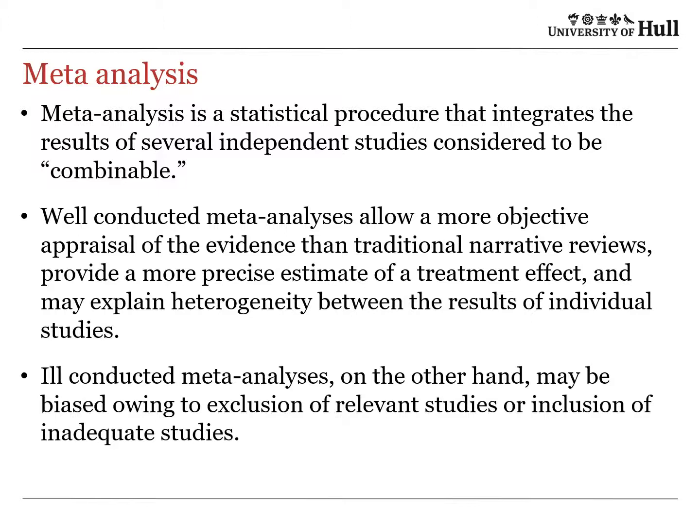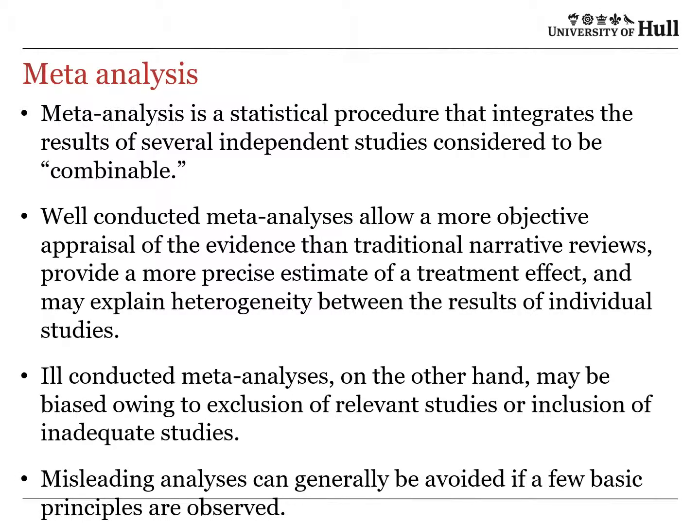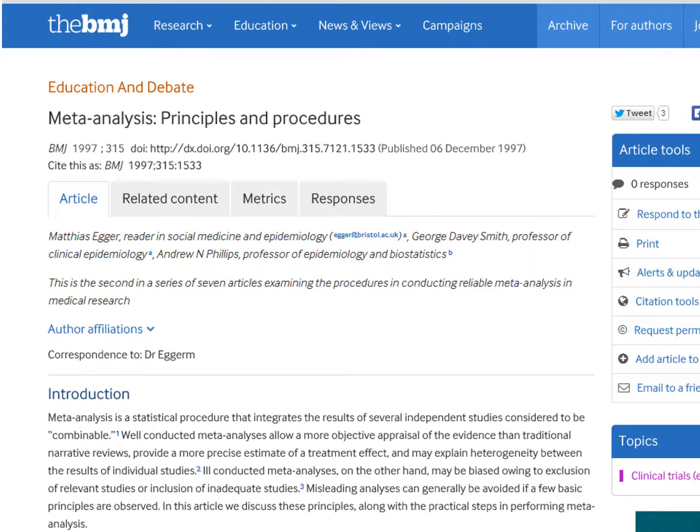Ill-conducted meta-analyses, on the other hand, may be biased owing to the exclusion of relevant studies or the inclusion of inadequate studies. And finally, misleading analysis can generally be avoided if a few basic principles are observed. So meta-analyses apply to very specifically designed studies, usually randomized, double-blind, controlled trials. If you want to read a good article about meta-analysis principles and procedures, which is actually quite old now, this article by Egger et al. from the BMJ in 1997 is well worth reading.